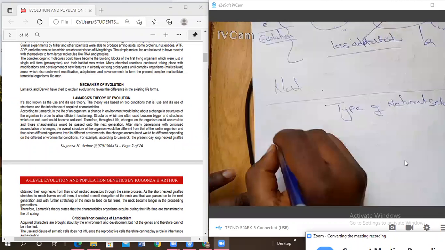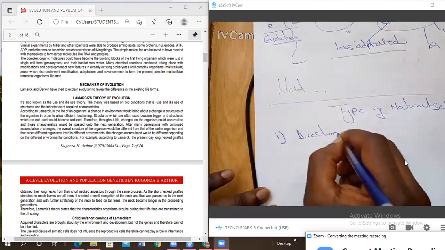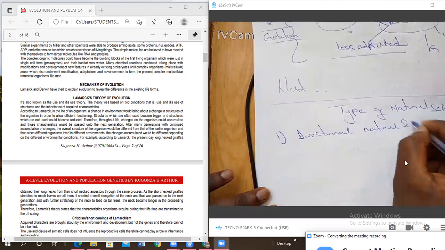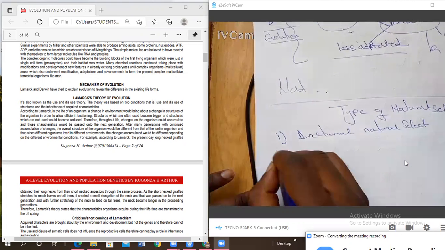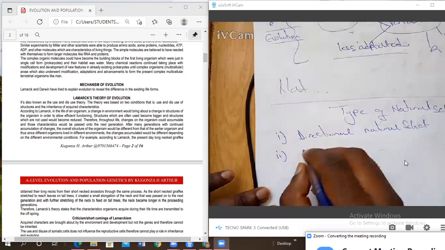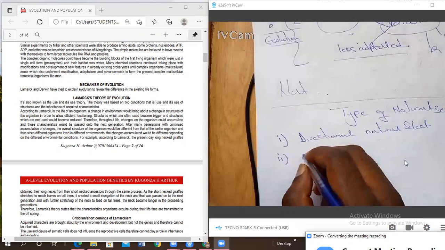We have one we call directional natural selection. We have another one which we call stabilizing natural selection. How many types of natural selection do we have?